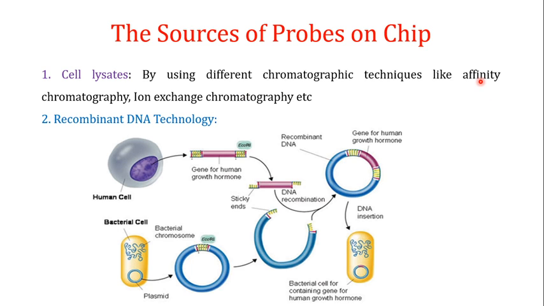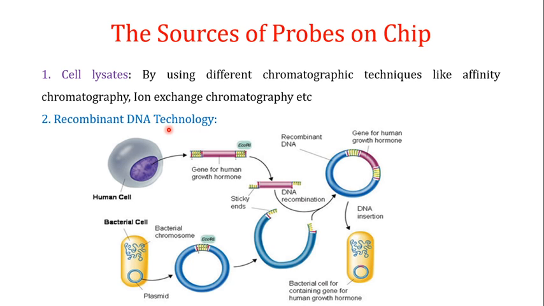And I will have a detailed video on affinity chromatography and ion exchange chromatography. But at this particular time, just keep in mind that one of the sources of the proteins that you can utilize as probes on the chip can come from the cell lysate, utilizing different chromatographic techniques like affinity or ion exchange chromatography. The second important source is recombinant DNA technology.